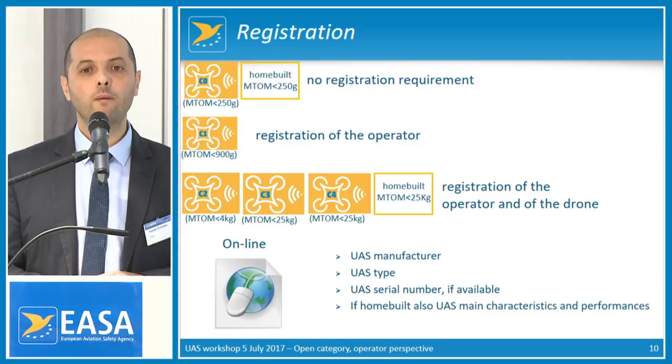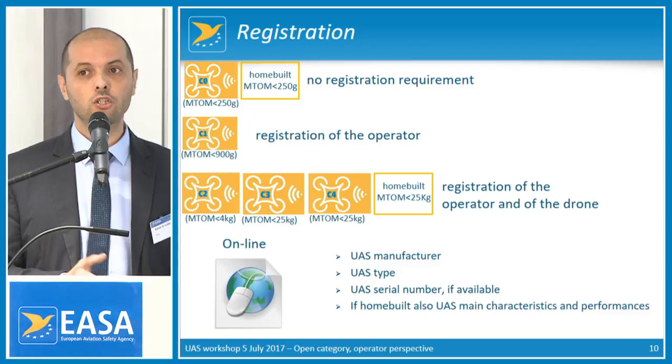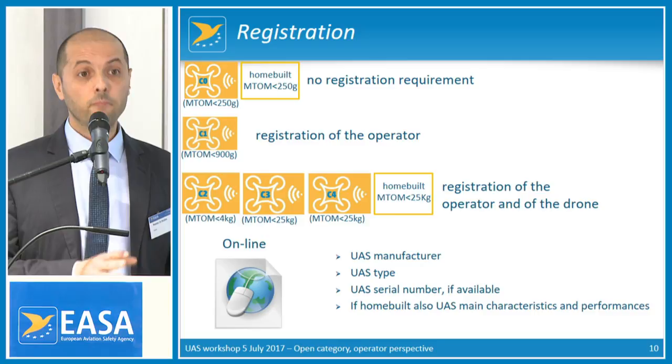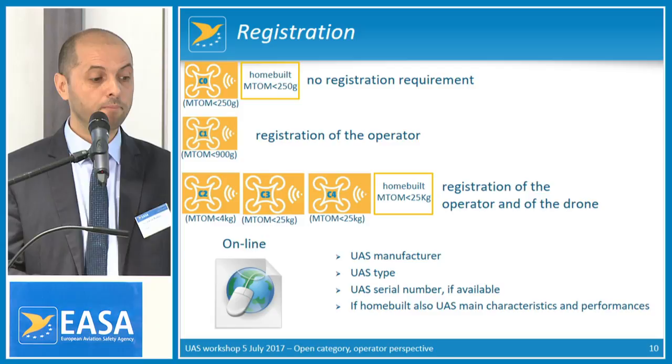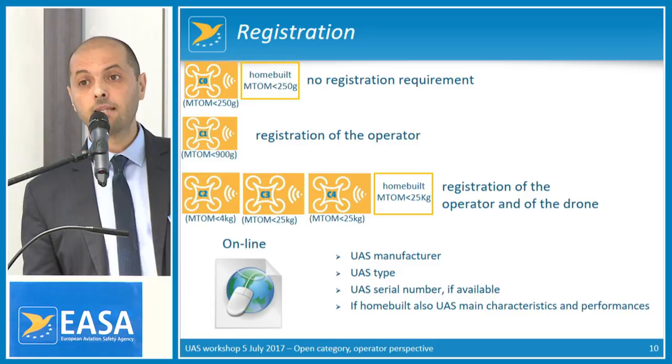At this moment, EASA provides the form in which the registration will be done, because the registration at this moment will still be at member state level. But the information that will be required will be the same all over Europe and will be just the manufacturer of the aircraft, the type, and the serial number if available. So it will be very quick. Now, if it's a home-built, we instead require some additional information about characteristics and the performances.